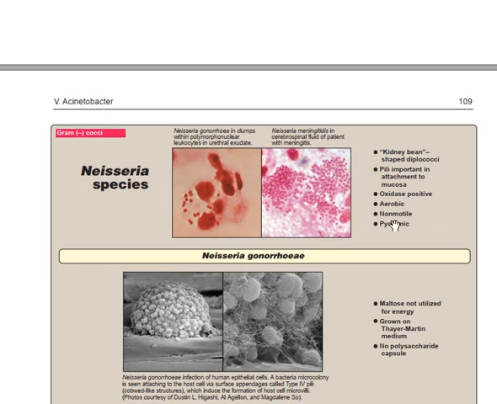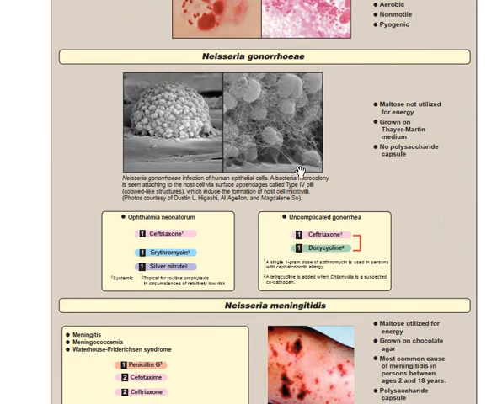It is non-motile and it is pyogenic. Pyogenic means that it produces pus. That's why you see in the initial image up there that there was pus at the level of the urethral discharge. So the next thing is Neisseria gonorrhea.